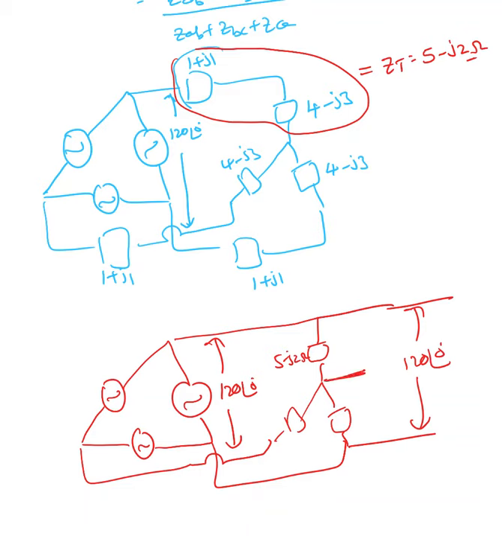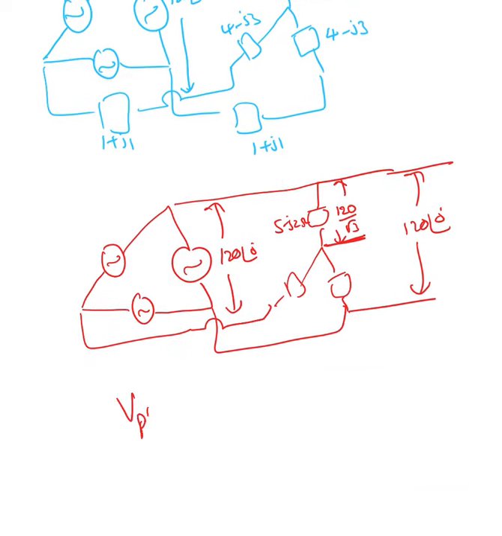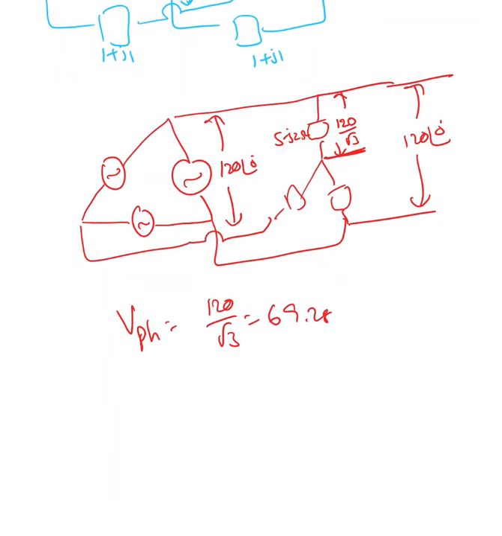Now I know the line to line value, which is 120 at an angle of 0. Can I find the phase value? What is the phase value? It must be 120 divided by square root 3. That will give you the phase value. So VPH equal to 120 over square root 3. That value is 69.28. Don't worry about the phase angle there. Just take 69.28.